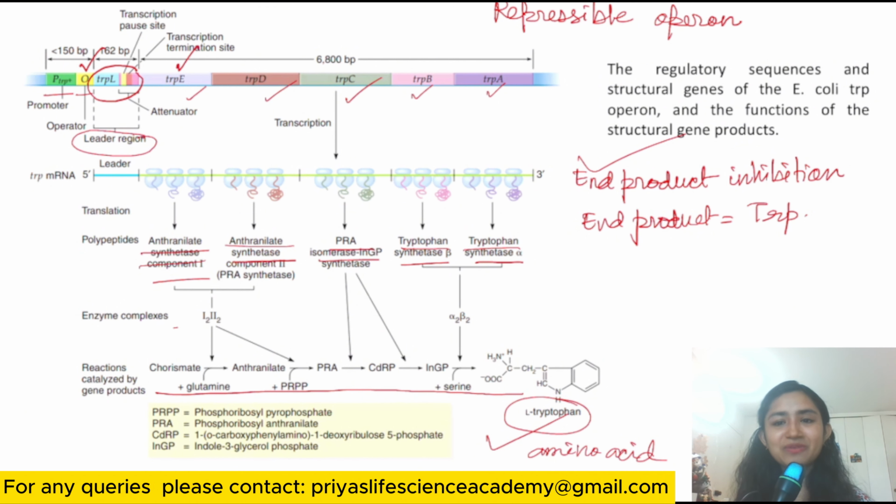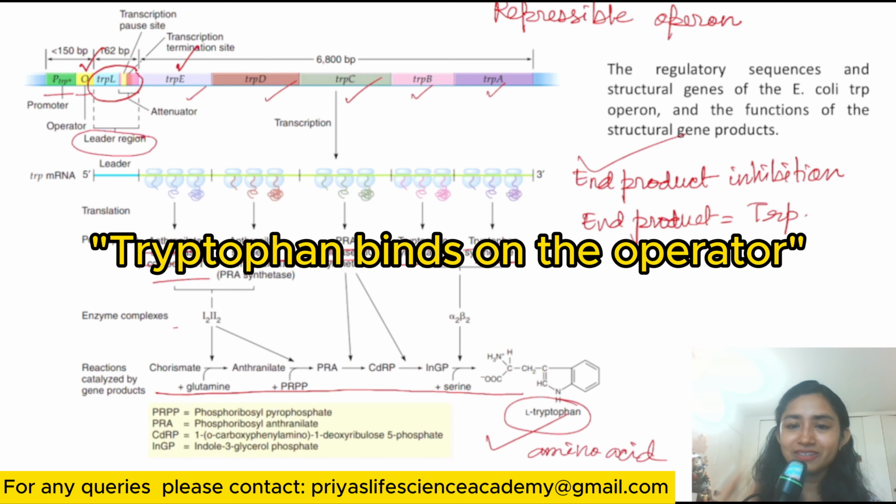The end product tryptophan, when it is present in high amount, acts as a feedback to the operon to turn it off. It binds on the operator region to block the binding of the RNA polymerase on the promoter region, like in the lac operon, where once the lac repressor is bound on the operator, the RNA polymerase cannot bind on the promoter region and transcription is halted. So in the tryptophan operon, the end product gives a signal that enough tryptophan is present, no more production is needed, so it acts as a repressor and binds to block the transcription.